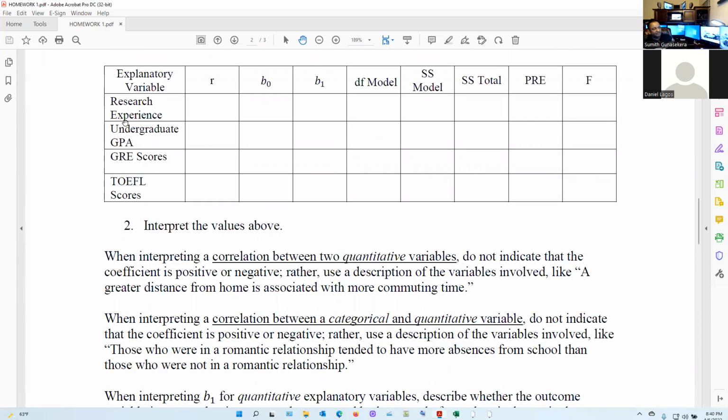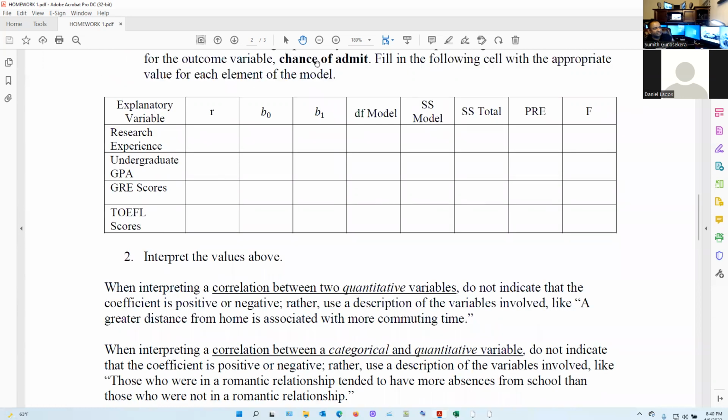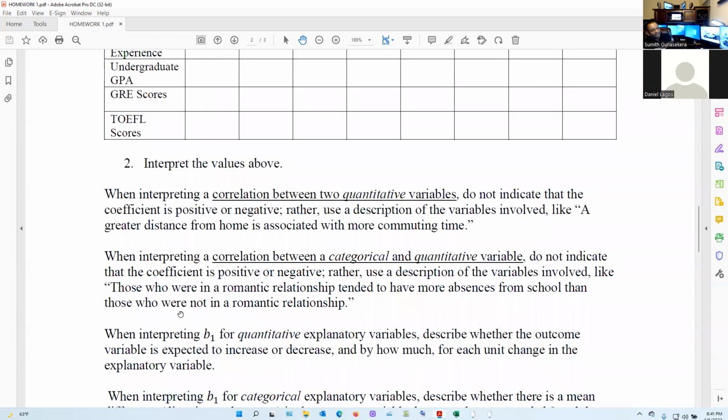Related to this one, we have only one categorical explanatory variable, research experience. Research experience will be utilized in order to explain the chance of admit. The chance of admit is quantitative, versus research experience, which is categorical.